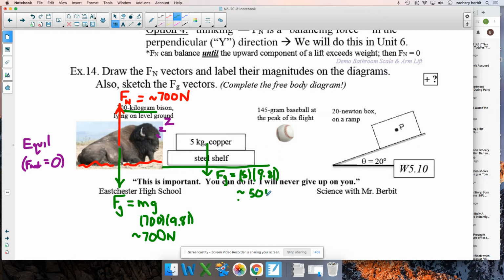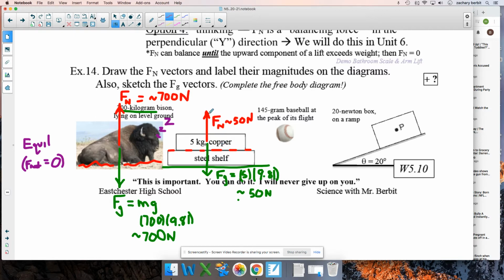Now, in this case, since this copper is resting on the steel shelf, it is in equilibrium. And if it's in equilibrium, there must be balanced forces. There must be a force upward of the exact same magnitude. That upward force, we just call it the normal force. And it also is roughly 50 newtons. And that normal force is provided by, actually right here, the steel shelf. The steel shelf is providing a pushback that's balancing the copper.